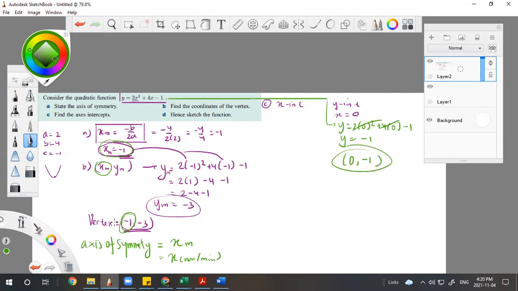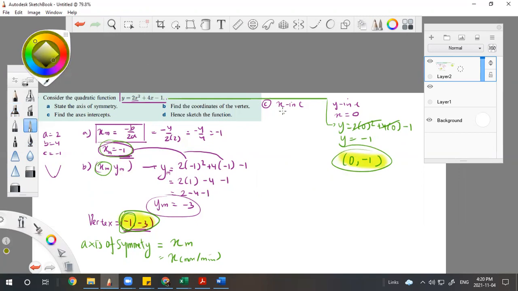Keep it, and it's also keep. I will make a highlight. So this will be our vertex. This will be our axis of symmetry. Sorry, first the y-intercept, then the axis of symmetry, and part C.